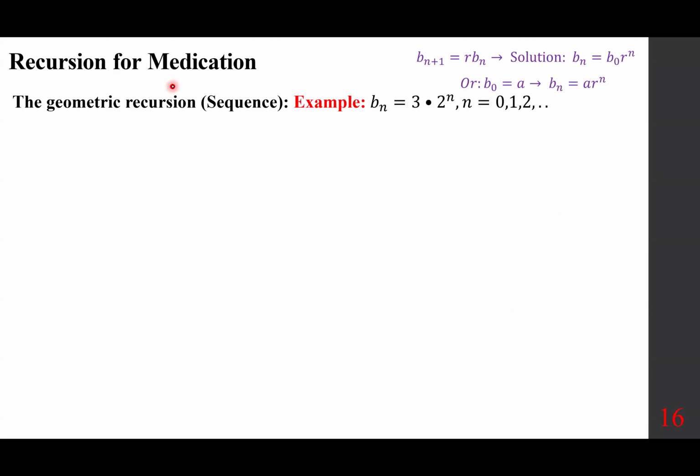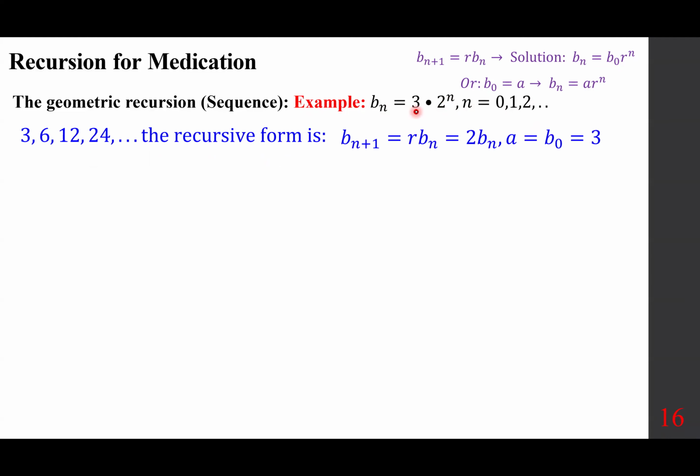Recursion for medication. What happens in the case of a medication? Let's start with the example. B sub n is 3 times 2 to the power of n. N is 0, 1, 2. And so plug in 0. If I plug in 0, 2 to the power of 0 is 1. So I get 3. If I plug in 1, I get 2 to the power of 1, 2 times 3 is 6. If I plug in 2, 2 squared is 4 times 3, 12, and so on.